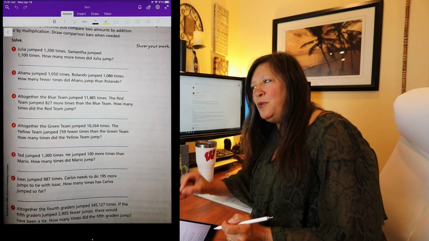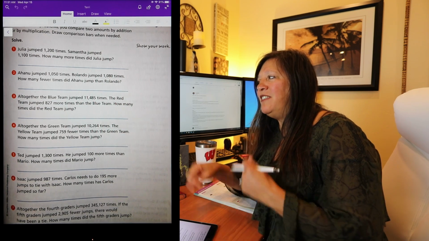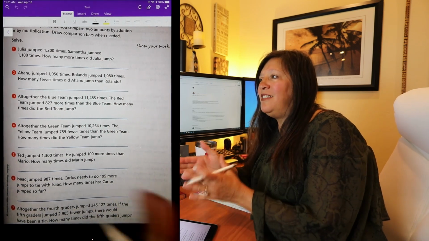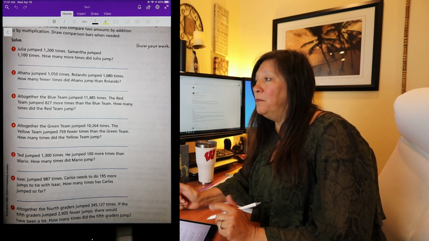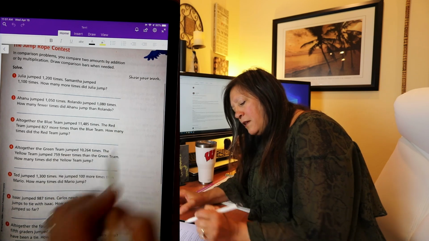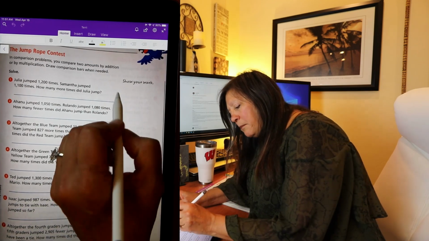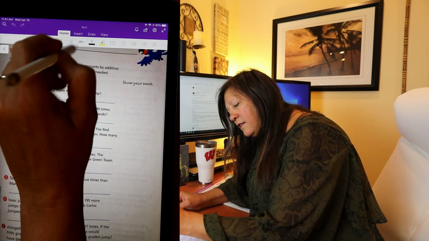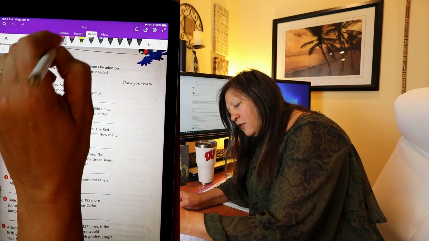Now, sometimes we might think that we have a times problem here, multiplication, but times is the label. It's how many times they jumped. So that isn't the case here. What I'm going to do is draw some comparison bars to help us out. So we have Julia. Let's get my drawing in.